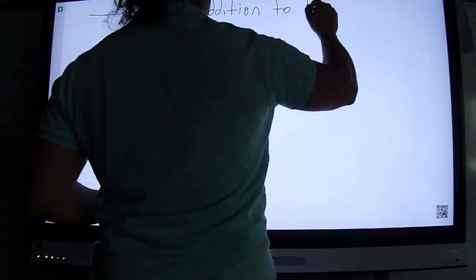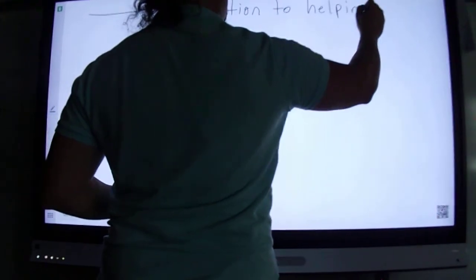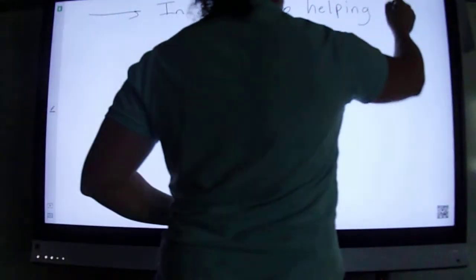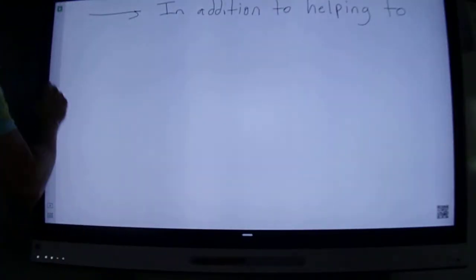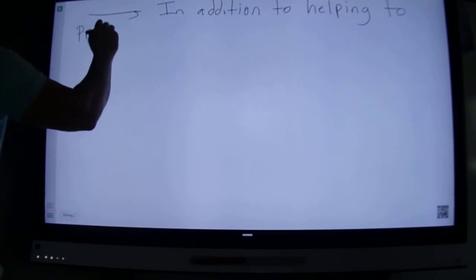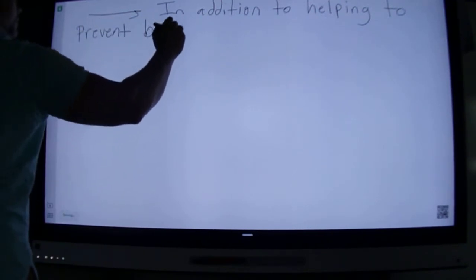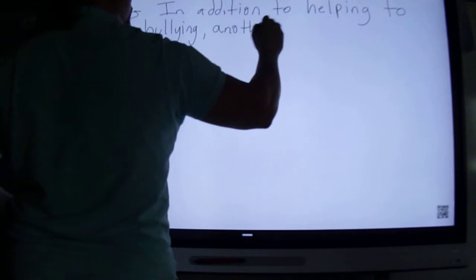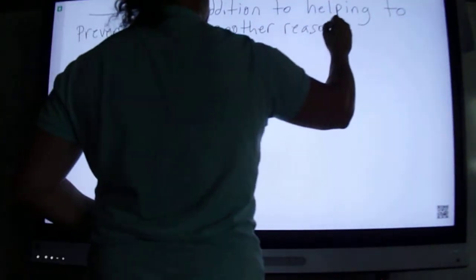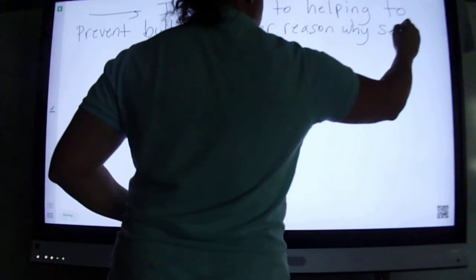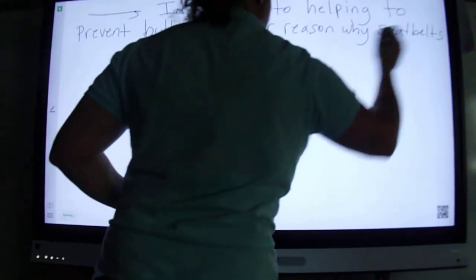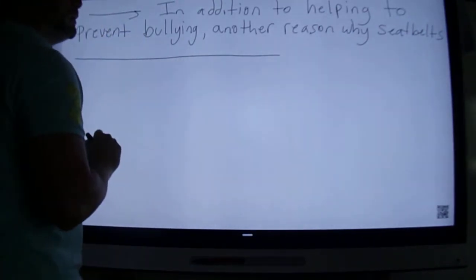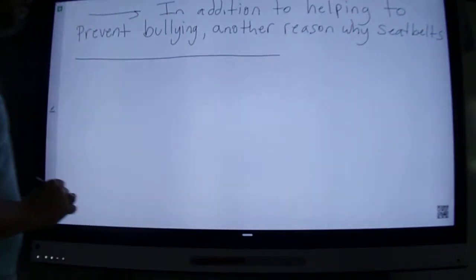In addition to helping, okay, not in addition to it helps, but rather in addition to helping, progressive, to prevent bullying, comma, another reason why seatbelts, right, should be required on all school buses is because, and then we're going to tell our second reason.